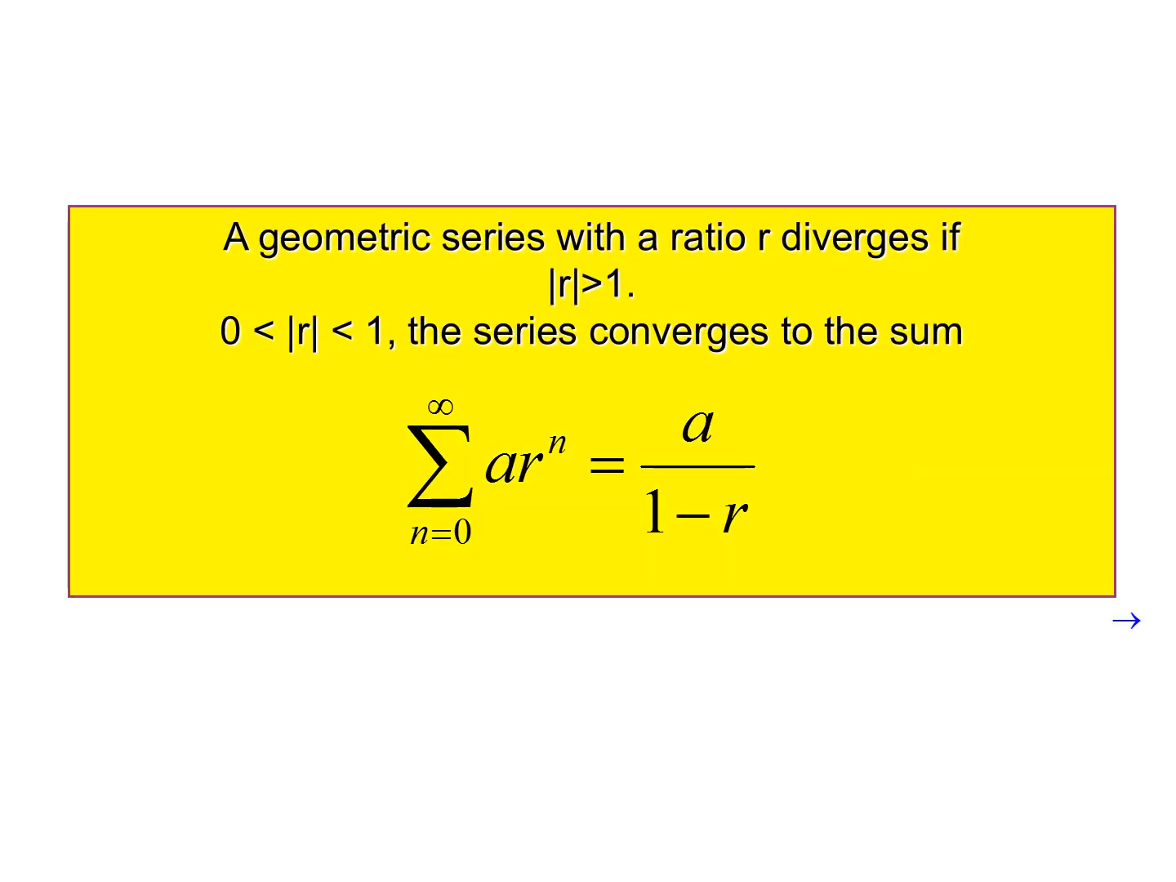This is a big idea in this class. A geometric series with ratio r diverges if the absolute value of r is greater than 1. It converges if the absolute value is between 0 and 1, and it converges to the sum of a over 1 minus r. Please notice the format because that format becomes very important in recognizing whether or not it's a geometric series.